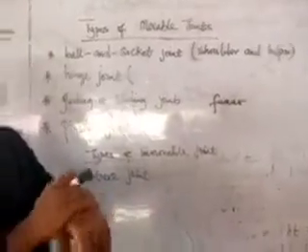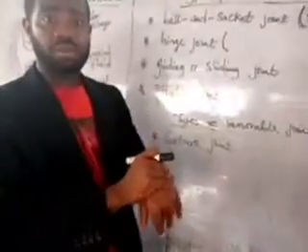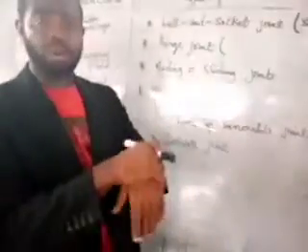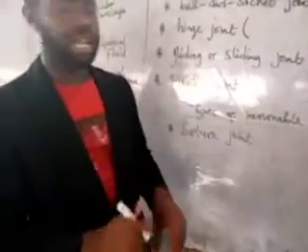The hinge joint is always found at the knee, sorry, this is the wrist, sorry. It is always found at the wrist and the ankle.